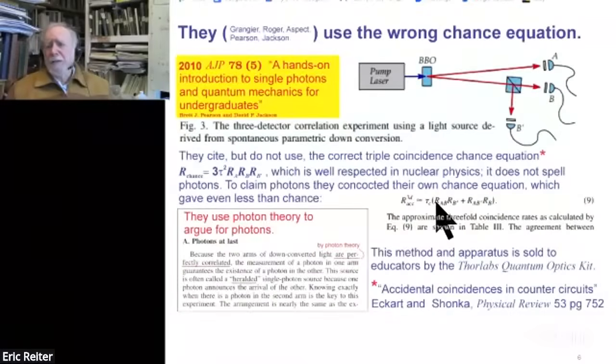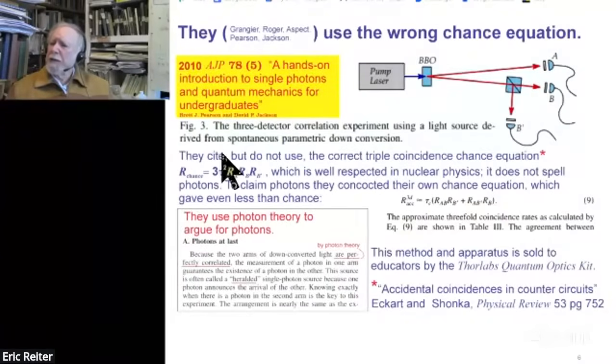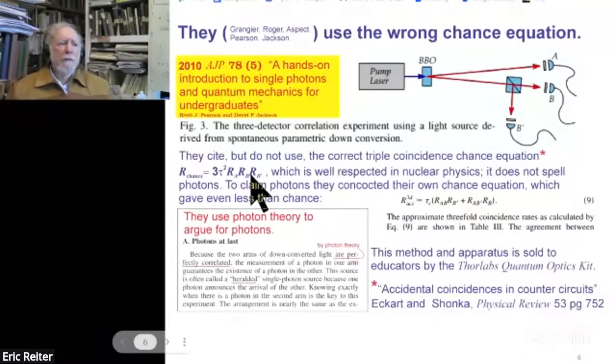No, that's the whole point. They changed the chance equation to get something that fits photons. Otherwise, if you use the triple coincidence chance equation that you're supposed to use, it'll just look like chance. You don't do better than chance. You don't do like random. You should just get chance. You should just see chance in this because it's visible light, and it's too hard to really do it.